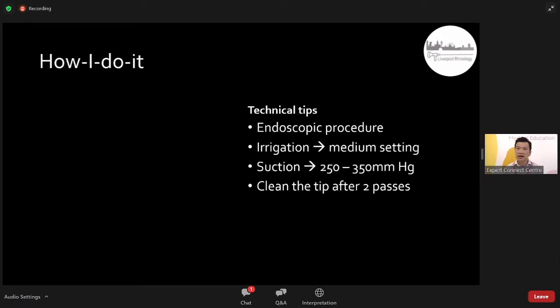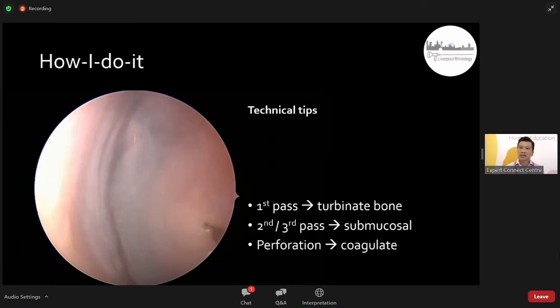And typically after two passes of the turbinator wand, I will remove the wand from the turbinate and have the scrub nurse give it a really good clean. Laterally, I undertake a three pass technique. The first pass is on the turbinate bone, and I'll show you why.